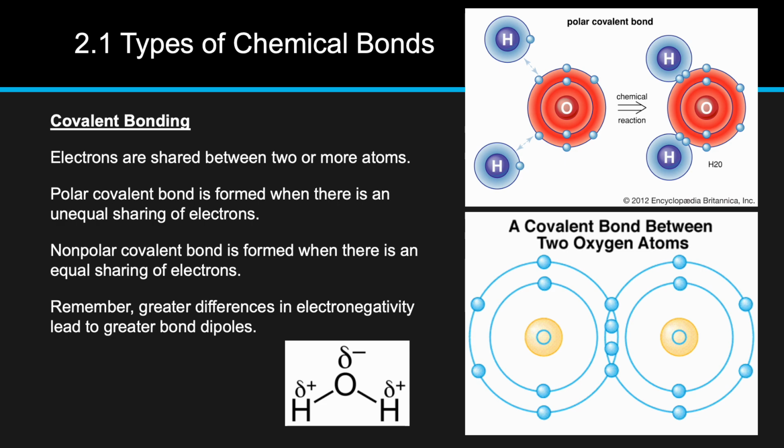So when we're talking about these bonds between two different atoms, you need to look at the difference in electronegativity. And the bigger difference in electronegativity is going to tell you that it's a polar covalent bond. And if they are similar in electronegativity, it would be a nonpolar bond.